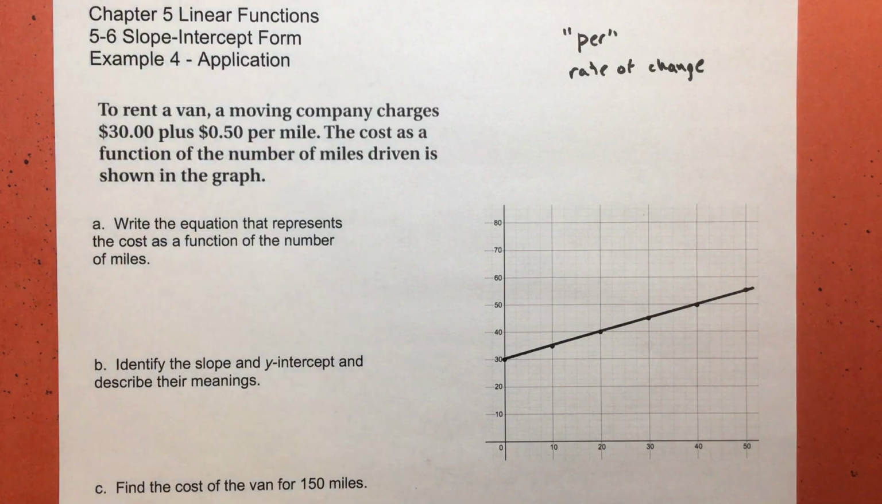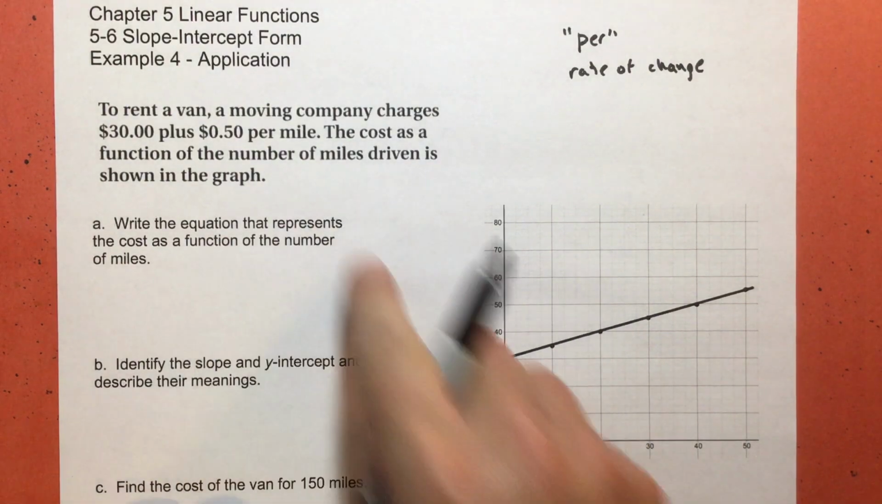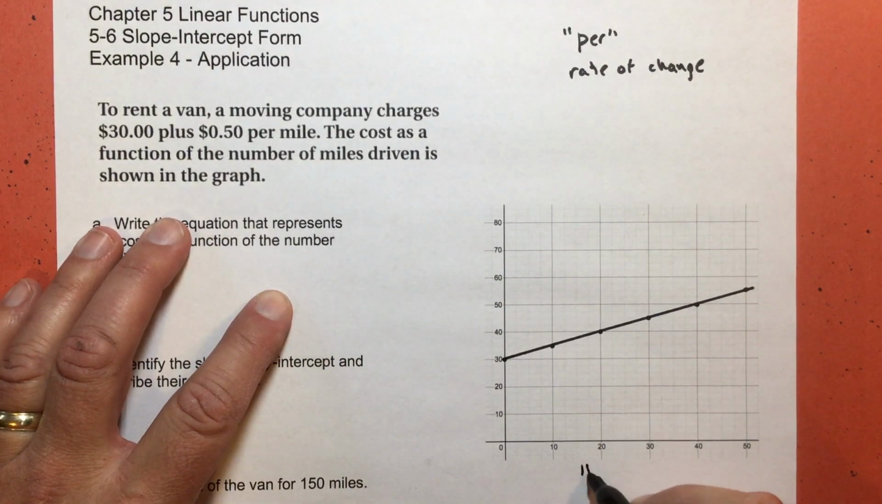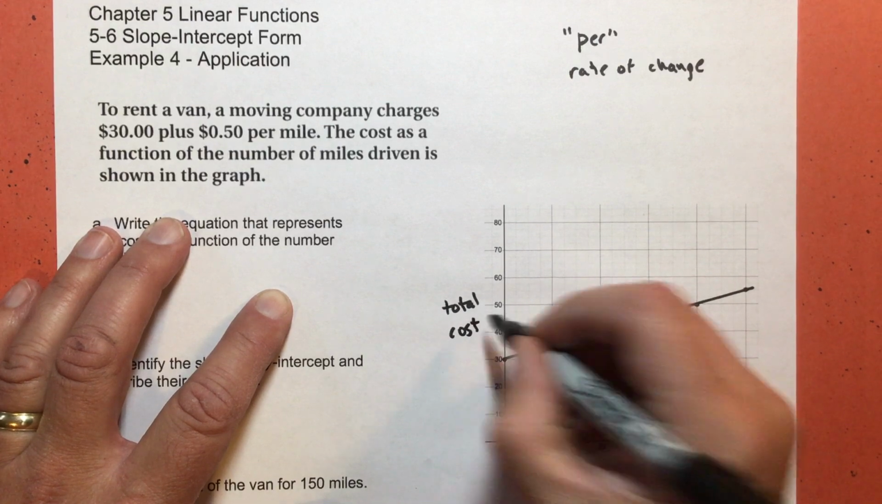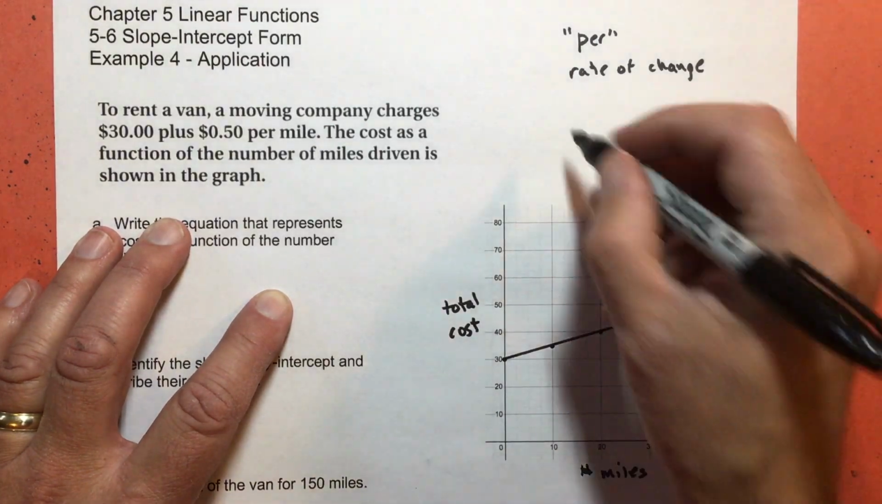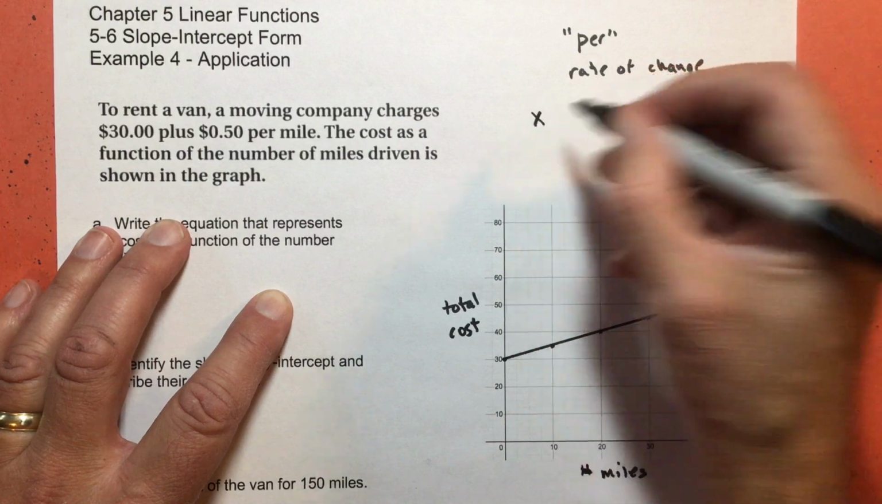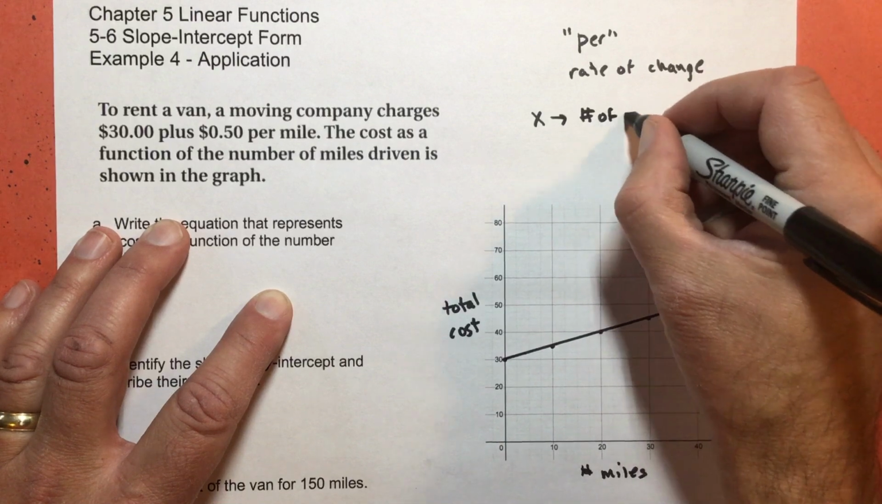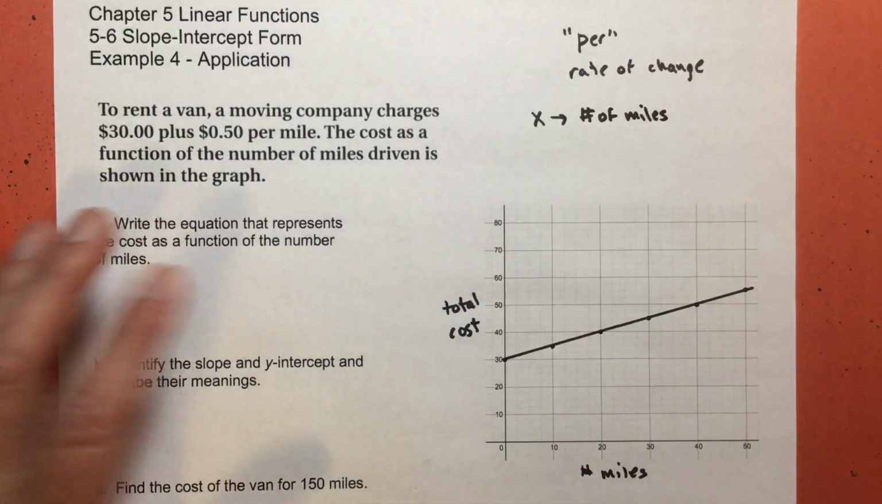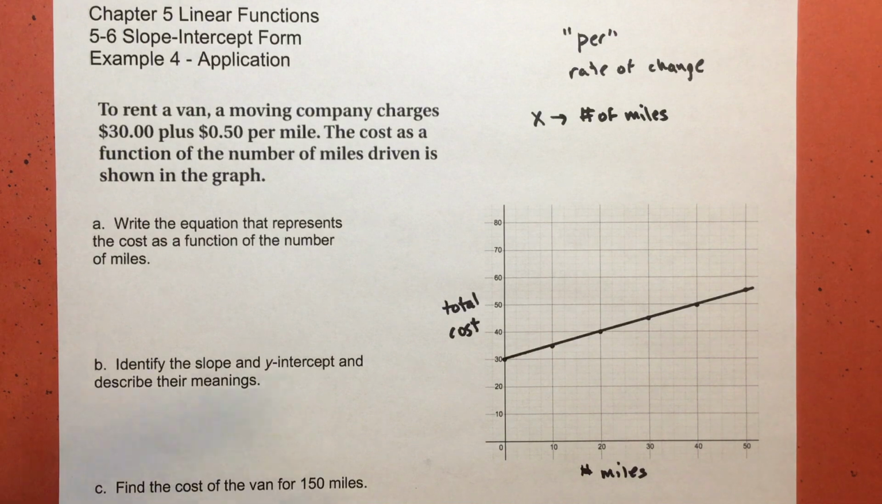All right. This is a graph that shows what's happening. So this would be the number of miles, and this would be the total cost. And by doing this, this tells me that my x, which is my independent variable, is going to be the number of miles that you drive. So in other words, the customer, the person who's renting the van, gets to decide how many miles he, she, or they is going to drive, right?